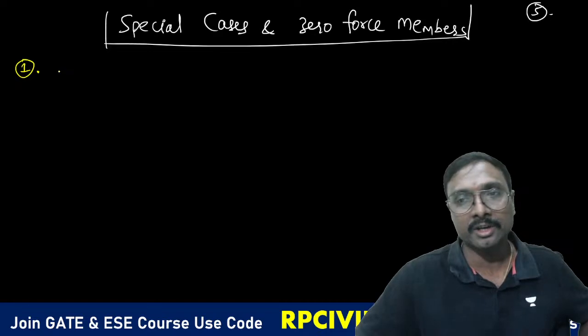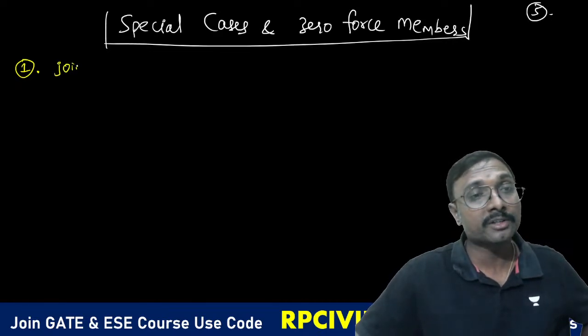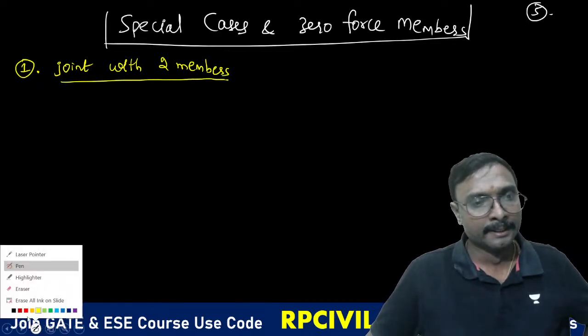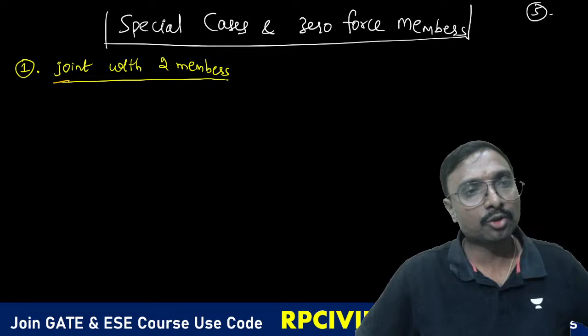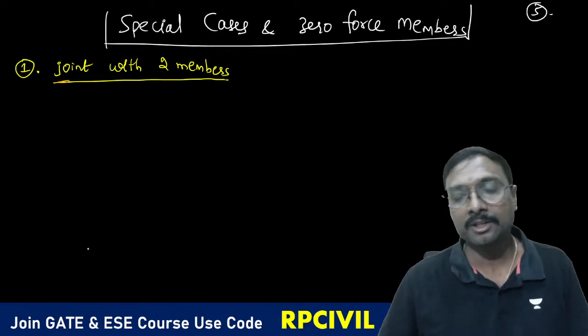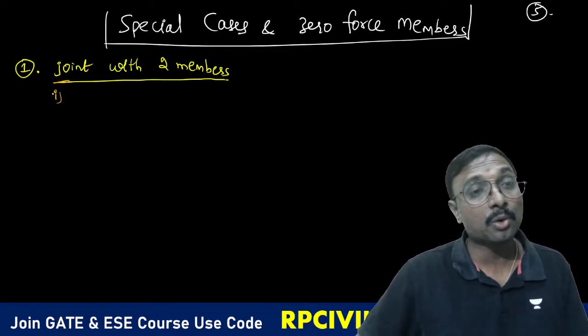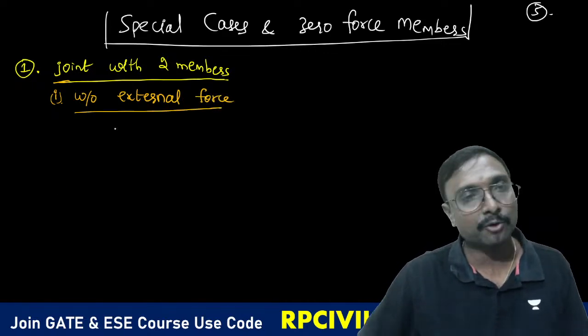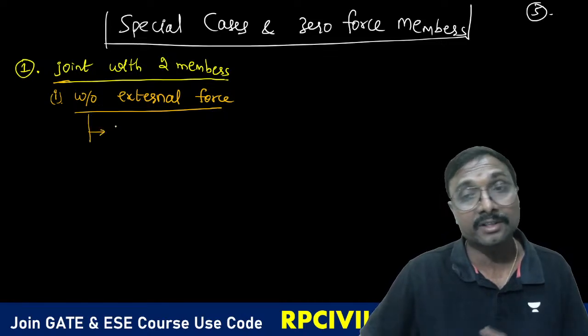So the first and foremost condition, right? What is the first and foremost condition? Joint with two members. What is a joint with two members? If we observe the first condition, without external force, suppose they are collinear members, right?